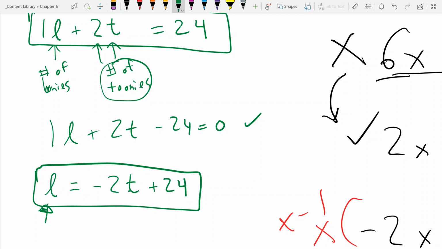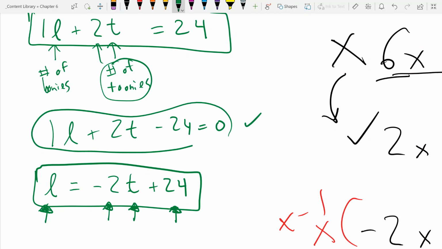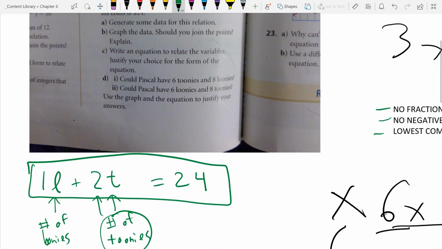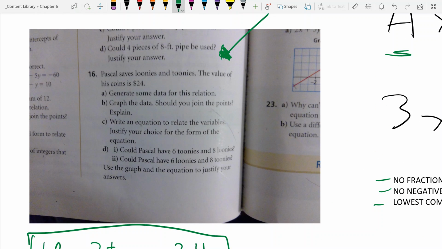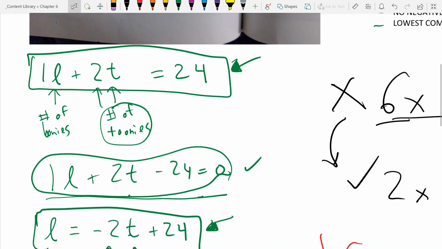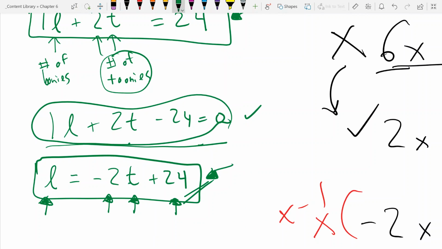So the number of loonies would be either I can have 24, or for every toonie that I add, it's going to subtract 2 from the number of loonies. Again, this way is easy to see because it's written like this, so it logically makes sense. Loonies plus toonies equals total. This way is a little weirder, but it's the same thing. So if you get word problems like these where it's easier to write it this way, that's totally fine. But usually if you're going to graph the data, you need to change it into y equals mx plus b so you can actually do the graph properly.